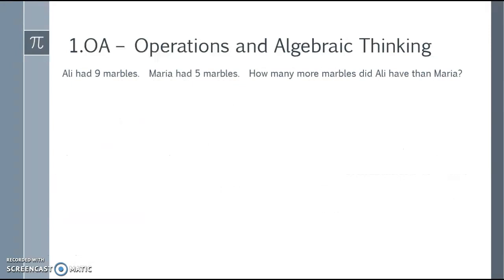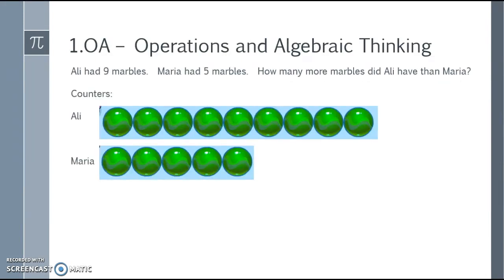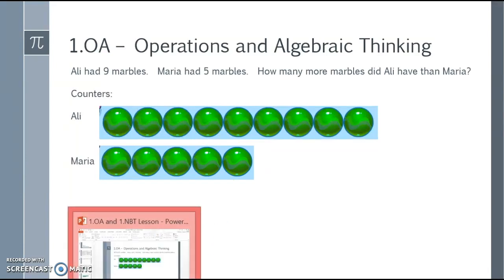Let's say that Allie had 9 marbles and Maria had 5 marbles. How many more marbles did Allie have than Maria? So I'm going to use marbles as counters. I placed 9 counters for Allie, and we can count them: 1, 2, 3, 4, 5, 6, 7, 8, and 9. And Maria had 5 marbles, so 1, 2, 3, 4, 5. How many more marbles did Allie have than Maria?